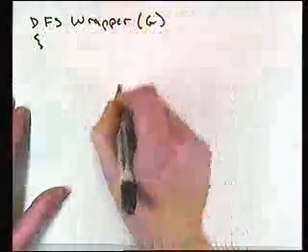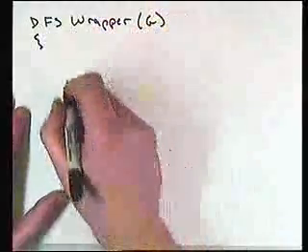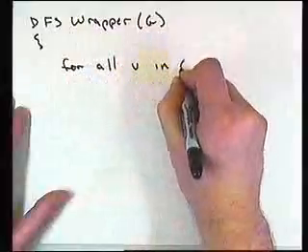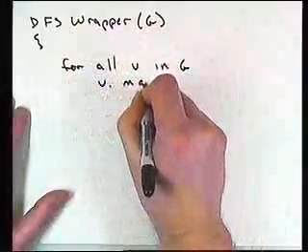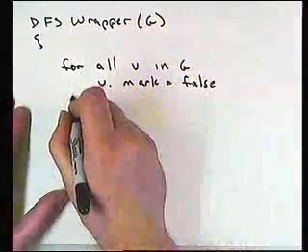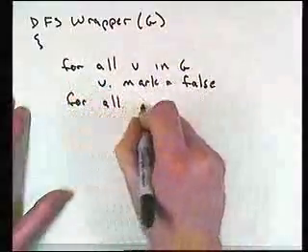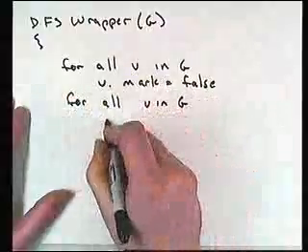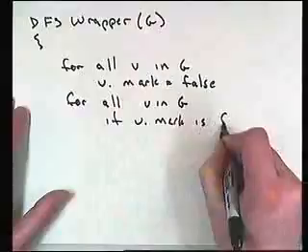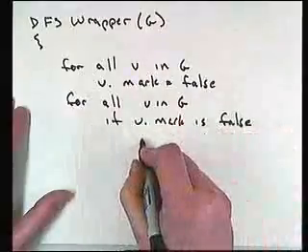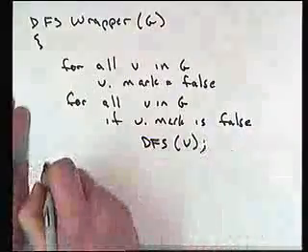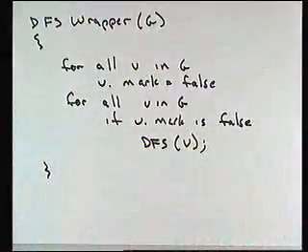And here we have our graph. And before we had said, for all V in your graph, your mark is equal to false. And then for all the V in the graph, if V mark is false, or if it's 0, then do a depth first search on V. And that had been our wrapper function.